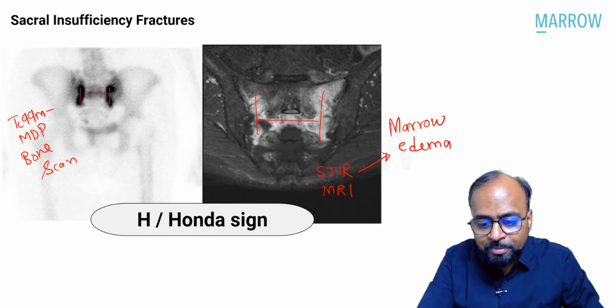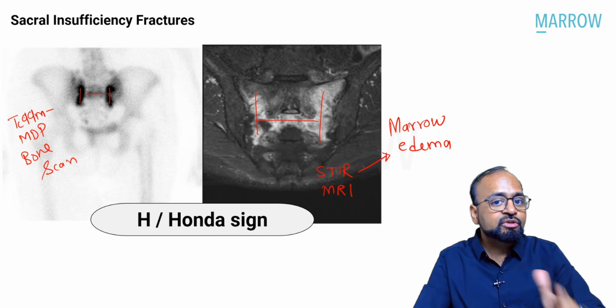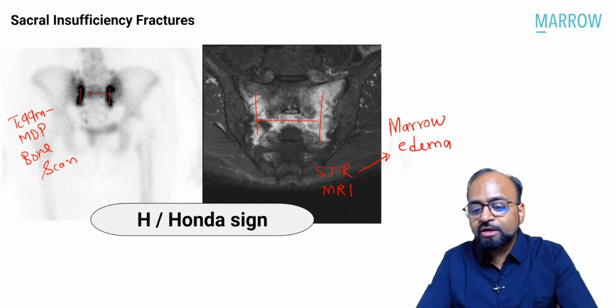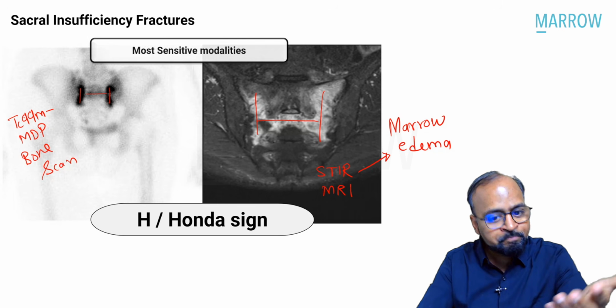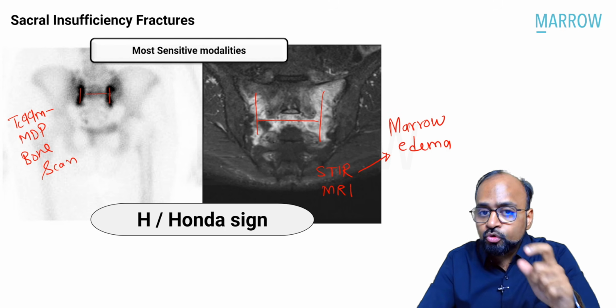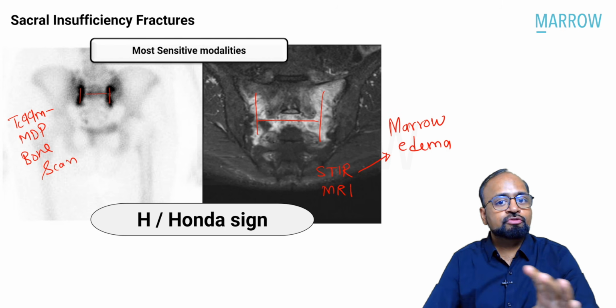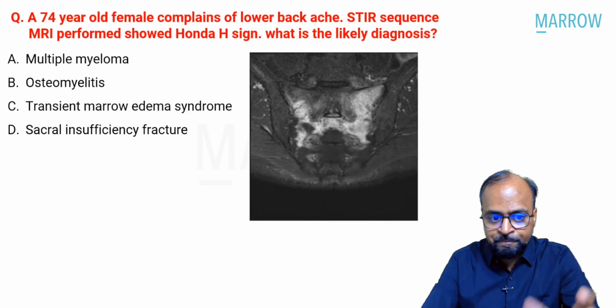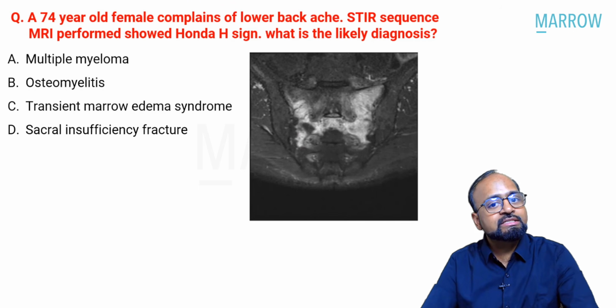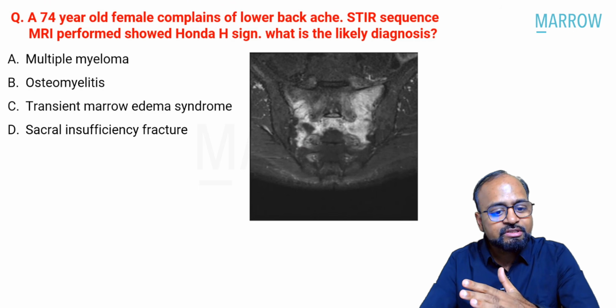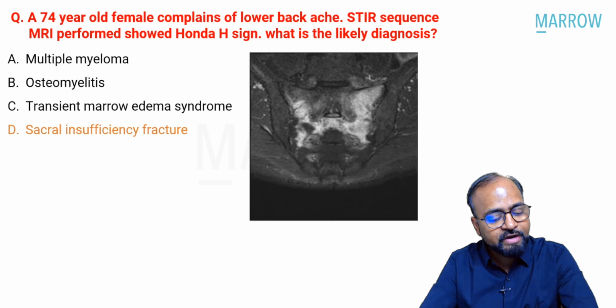So this is your typical H sign or Honda sign, seen on what modalities? Either a bone scan or an MRI, usually a STIR MRI. These are also considered to be the most sensitive modalities for the detection of sacral insufficiency fractures. So this is a very typical Honda sign or H sign, and therefore this is seen in what? This is seen in sacral insufficiency fractures.